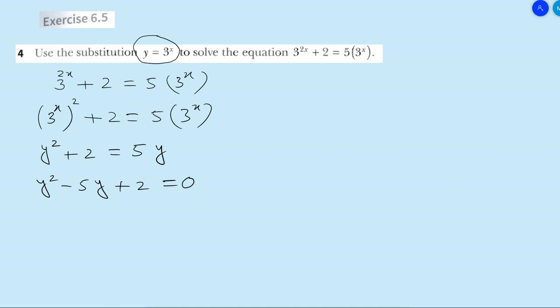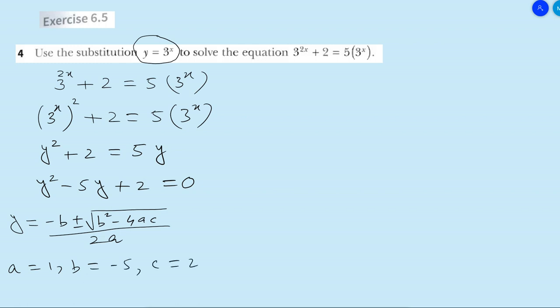But we cannot solve this quadratic equation by using the middle term break method, because the middle term value is greater than the value of the extremes. If we multiply 2 by 1 we get 2, so there are no two numbers which multiply to 2 and add or subtract to 5. So we will use the quadratic formula. What is the quadratic formula? y equals minus b plus minus root of b square minus 4ac, upon 2a. Here a equals 1, b equals minus 5, c equals 2.